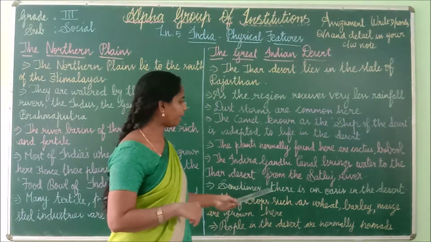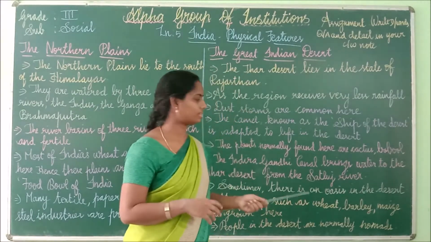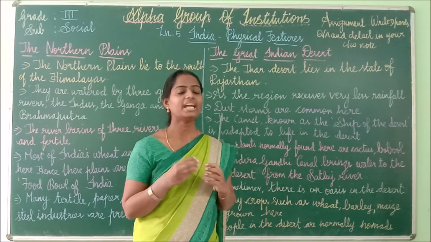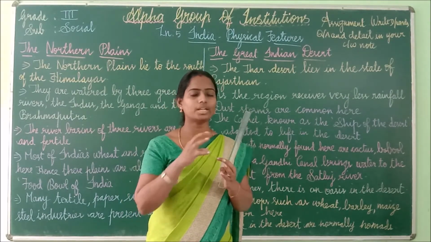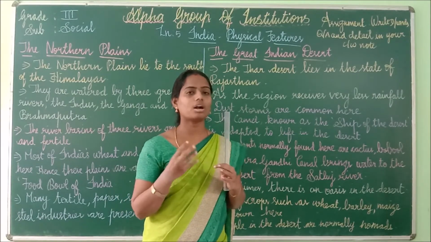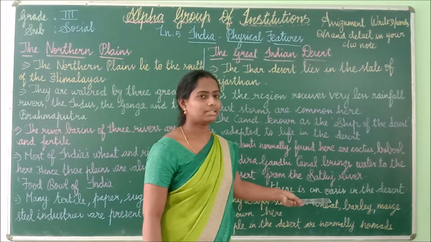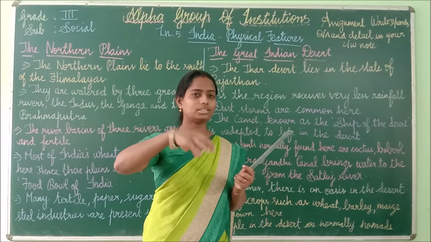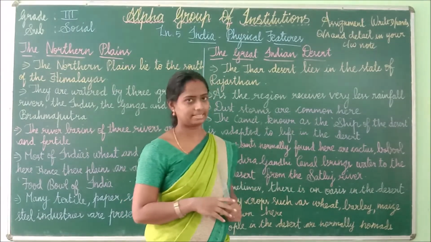And then sometimes there is an oasis in the desert. An oasis means a fertile spot where water is found. Water is found in some areas in the Thar desert, and in that place only date palm trees are found. That is what oasis means. In some of the middle places some water is found. Now in that watered place, which trees will grow? Date palms. Okay, that is what they said here.